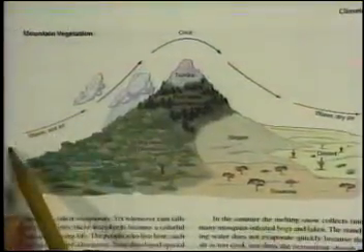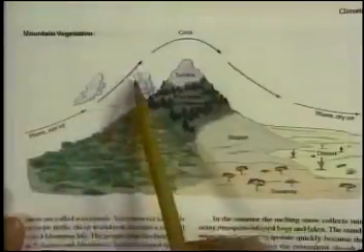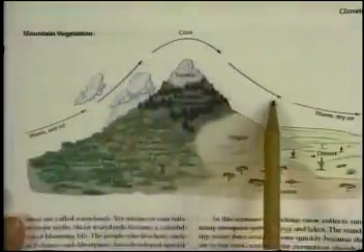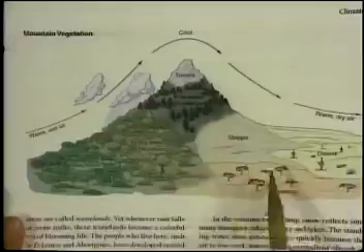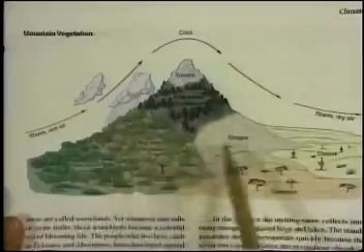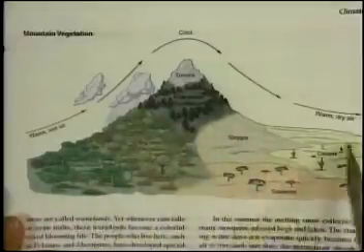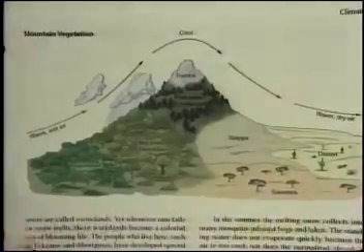You can see here the warm, wet air is coming up, the rain falls, the air's cool coming down, and there's no rain left. So we have a lot of vegetation on this side. Here is our rain shadow. Not much vegetation on that side.